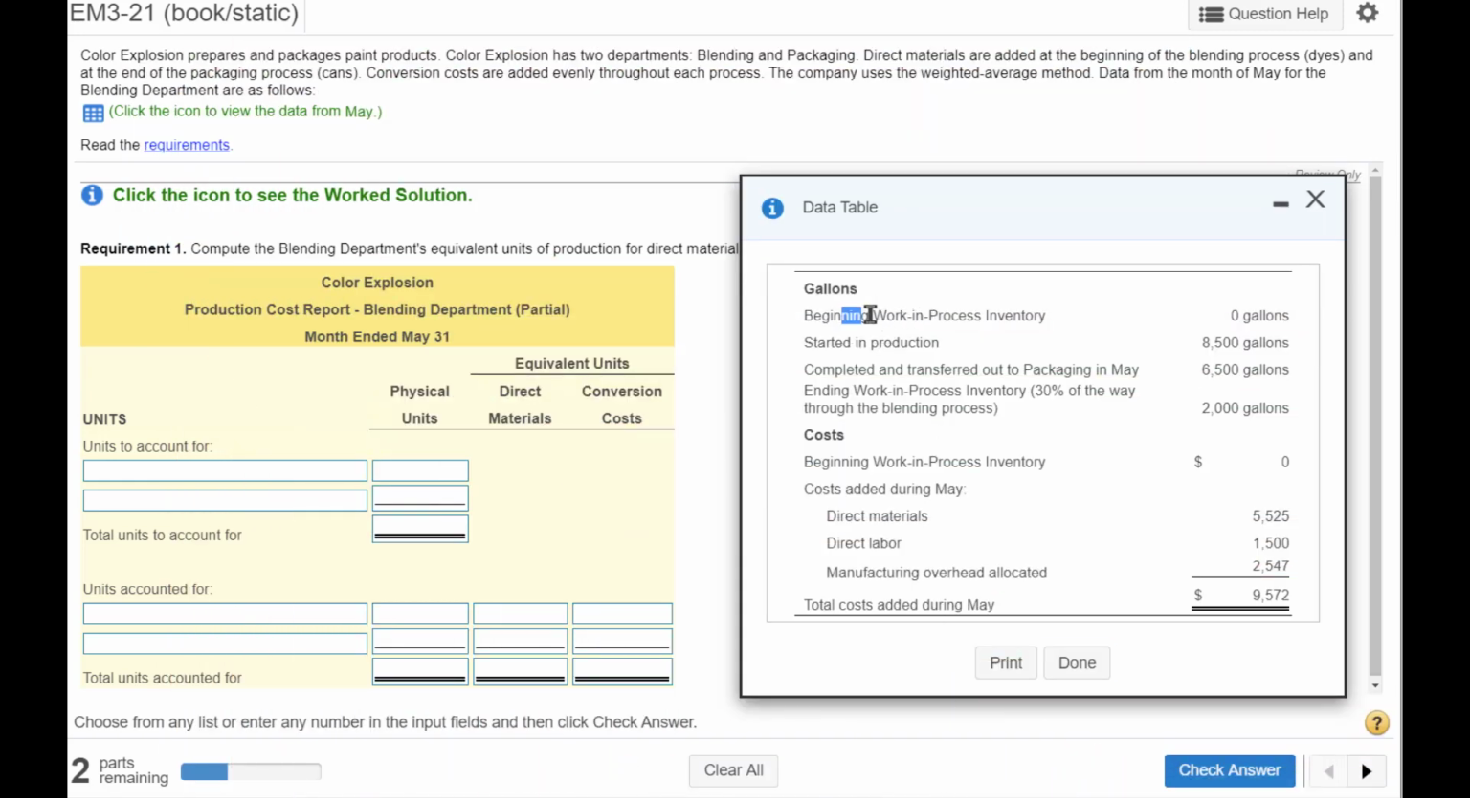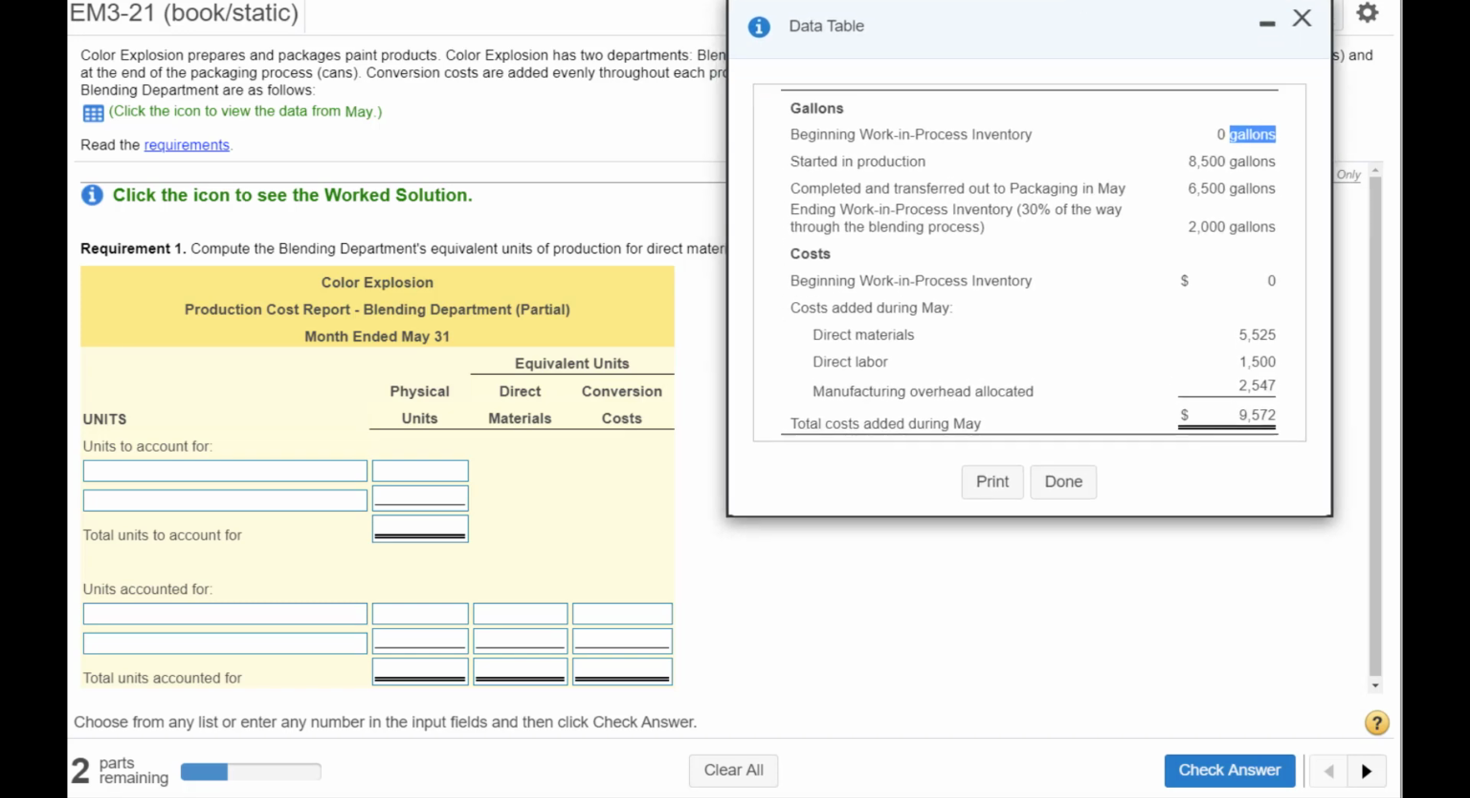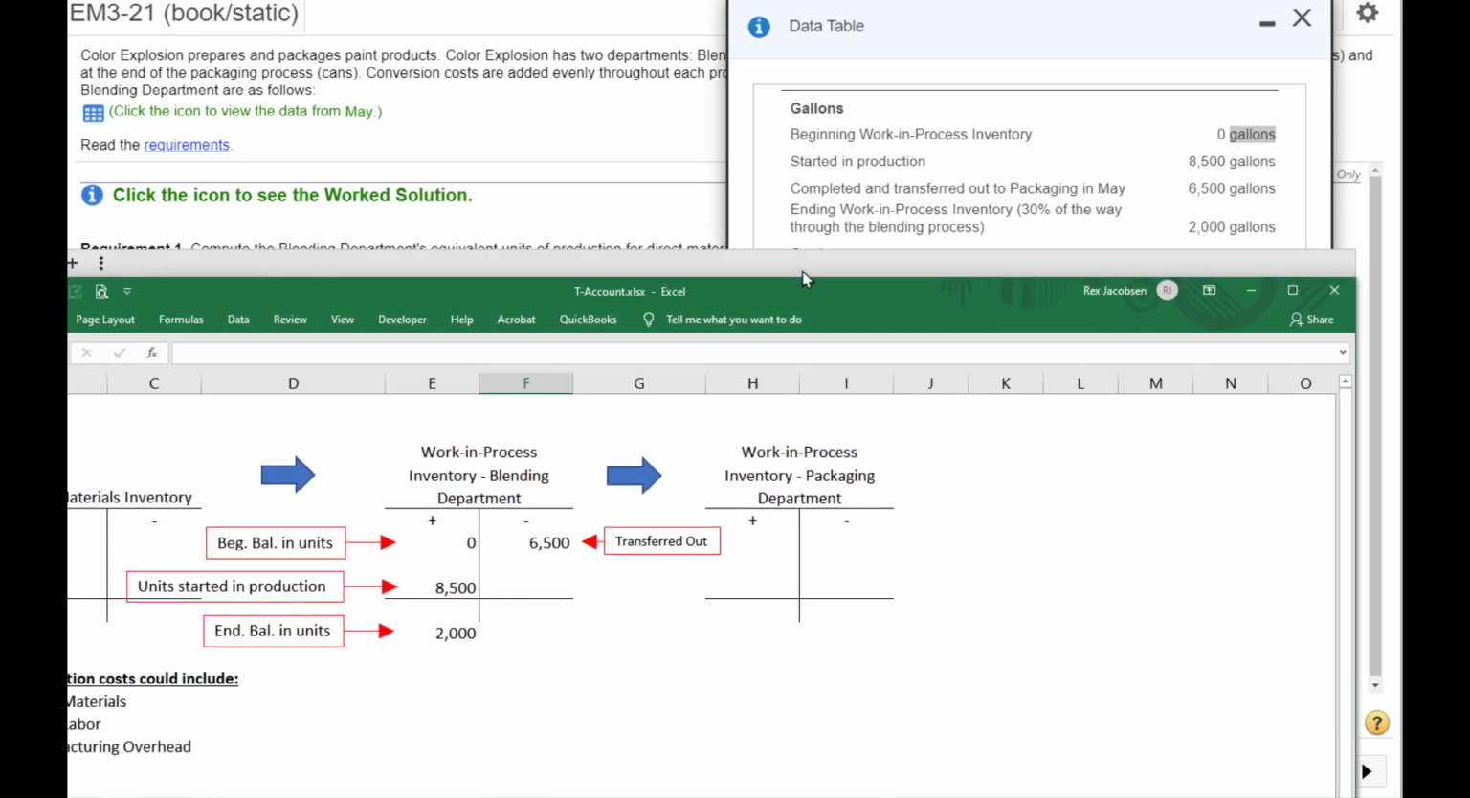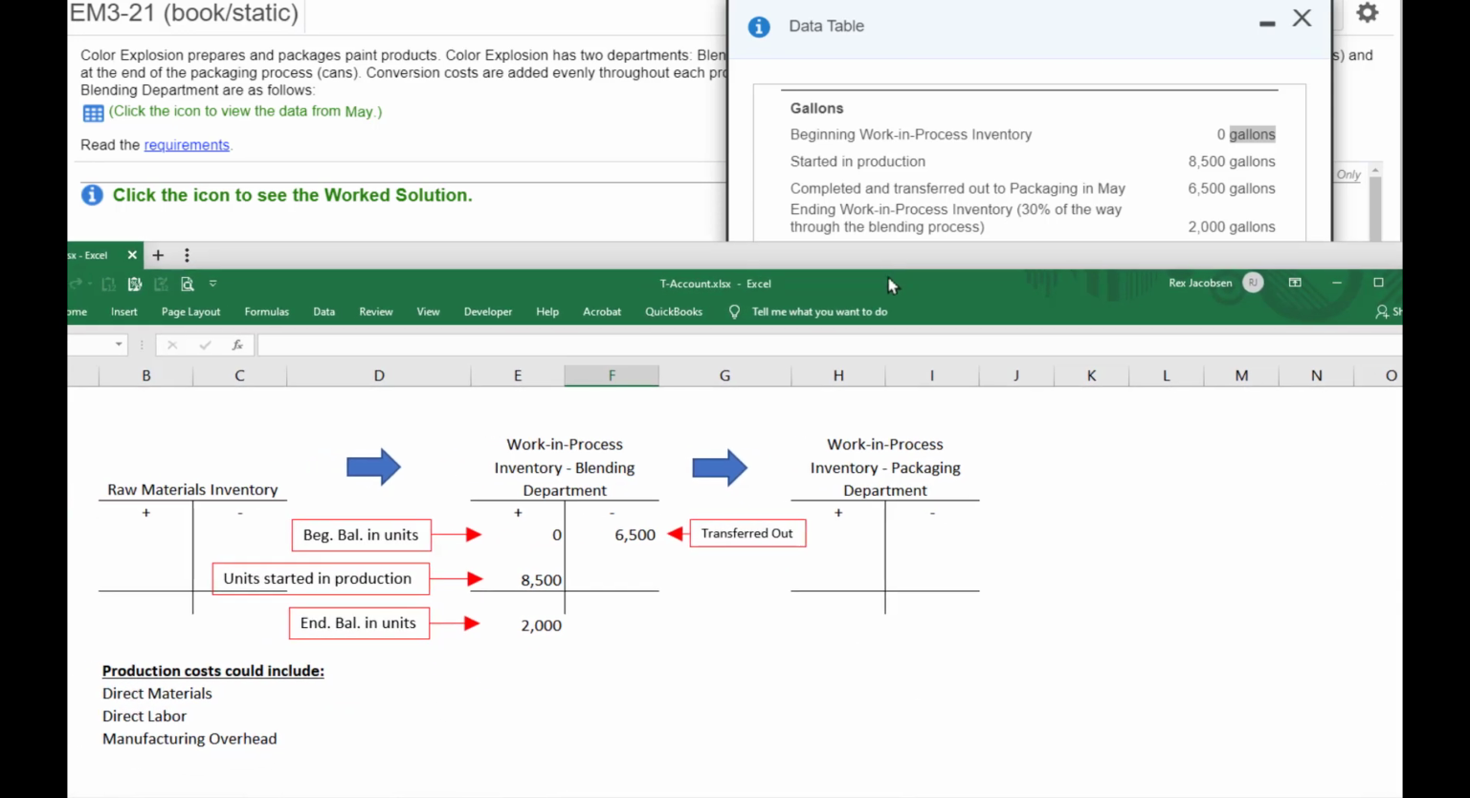Now remember this window is for just the blending department, and that's what we're doing here. So the beginning work in process in units, there were 0 gallons in process at the beginning of the period. So what I'm going to do here is I've created some T accounts showing you the process. So again, there's two processes in this company. There's the blending and packaging. And for this problem, we're only doing the blending department.